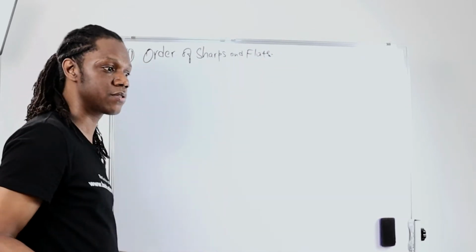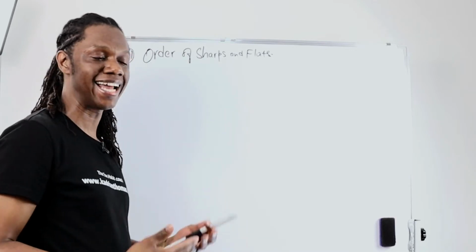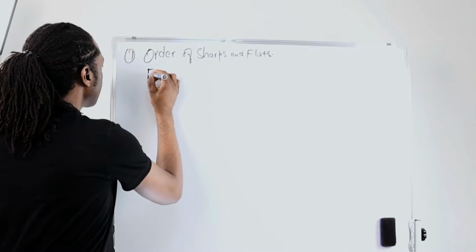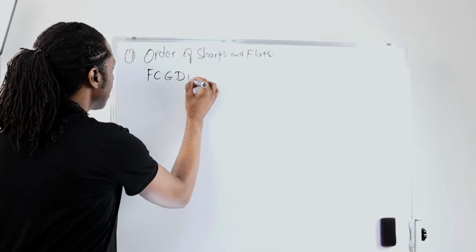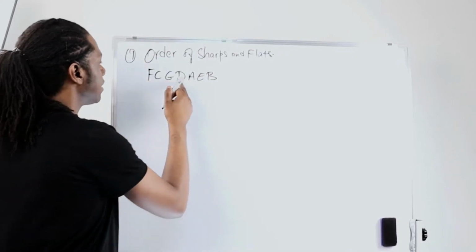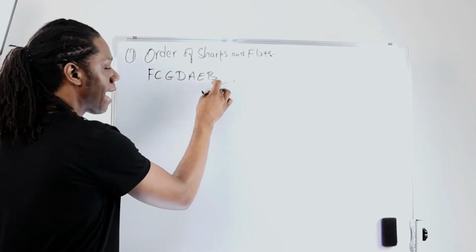And those are going to come in very handy to you as you learn music theory and as you get better on your horn. So we use a mnemonic: fast cars go dangerously around every bend. Fast cars go dangerously around every bend, okay? F sharp, C sharp, G sharp, D sharp, A sharp, E sharp, and B sharp.